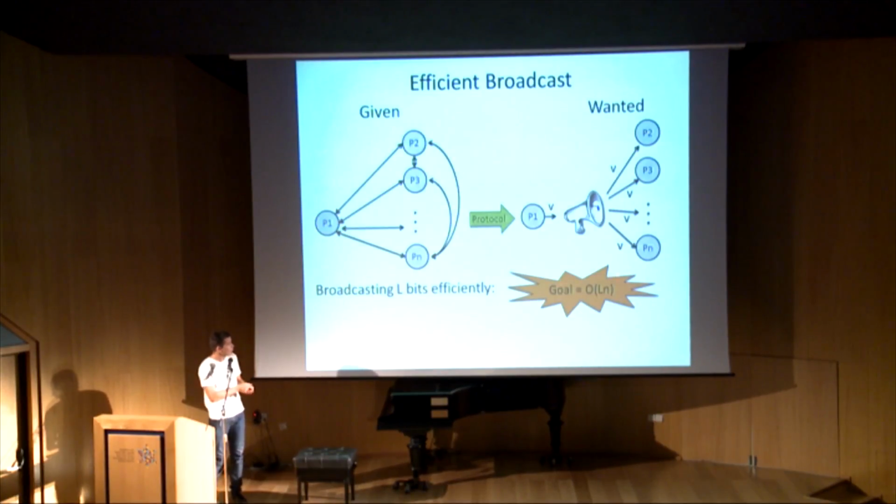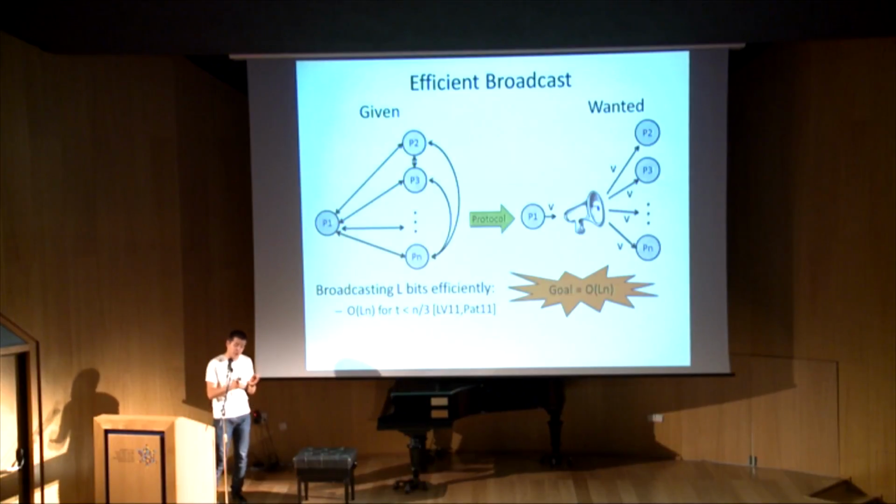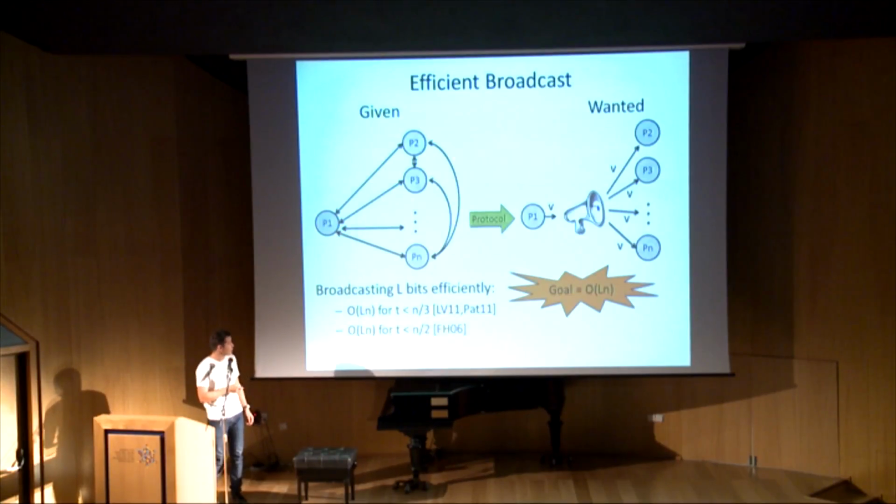Okay, so this is the goal. We want to be able to match it. And indeed you can do it for settings where the number of corruptions is not too big. You can do it for the threshold of a third. And it has also been shown before that you can do it when the number of corruptions is at most a half. And what we show today in this work is that you can achieve optimal communication complexity even if the number of corruptions is arbitrary, okay?